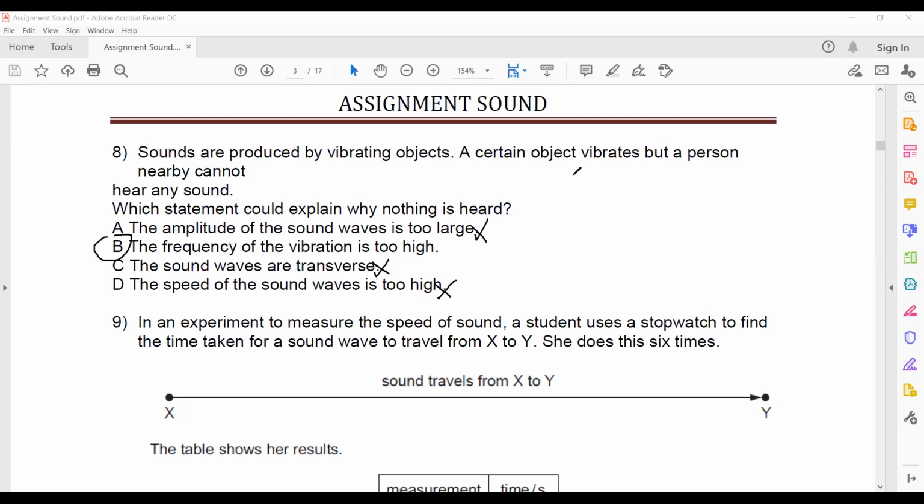We cannot detect after 20,000 hertz. We can detect from 20 to 20,000, not above, not below. So B is the right answer.